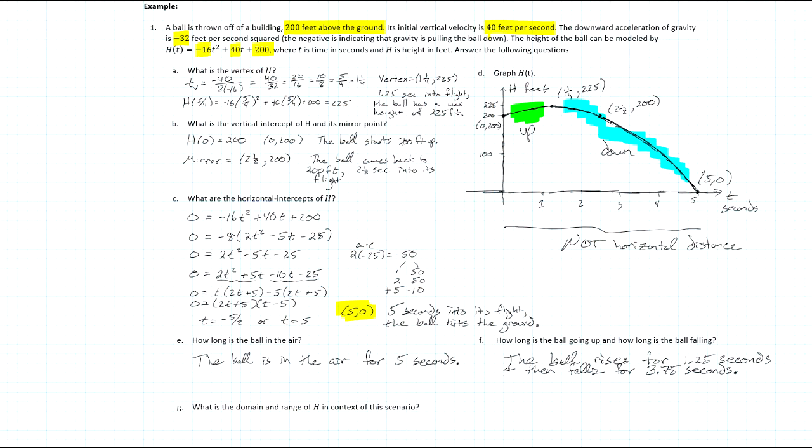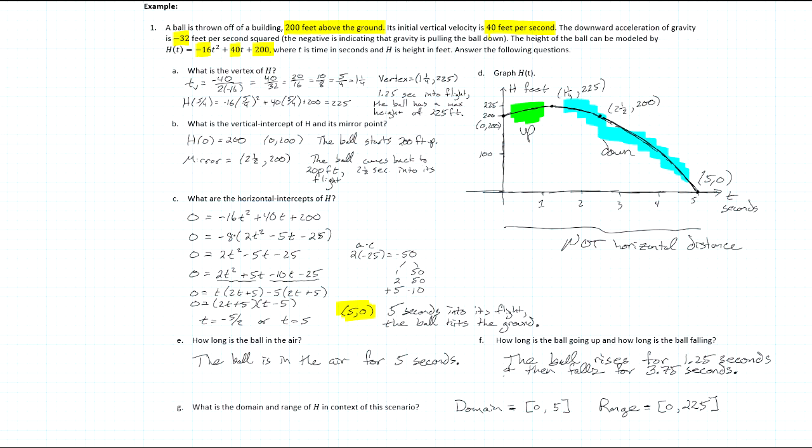And then last question, what's the domain and range of this function in context? Well, the domain is the t-values. In context of the problem, we only care about the t-values from when t is 0, when we first throw the ball, and when t is 5, when the ball hits the ground. The range is the heights, the outputs of this function, all the possible heights that the ball could obtain. The minimum height that this ball could obtain is 0 feet high. That's when it hits the ground at the end. And the maximum height it obtains is 225 feet. And it does, in fact, hit all of the other heights in there.